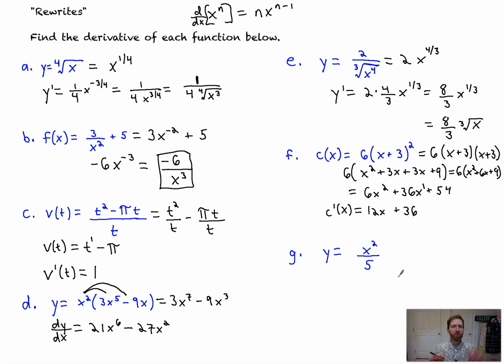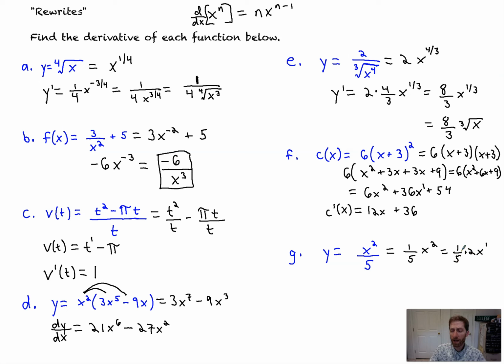Last but not least, what do we do when we have a situation where we get a variable over a number? The rewrite's actually quite simple. Rewrite it as 1/5 x squared, right? Dividing by 5 is the same as multiplying by 1/5. And when we do that, we see that we're again in power rule form. We're going to multiply by 2. So that's going to be 1/5 times 2, x to the 2 minus 1, which is x to the 1.